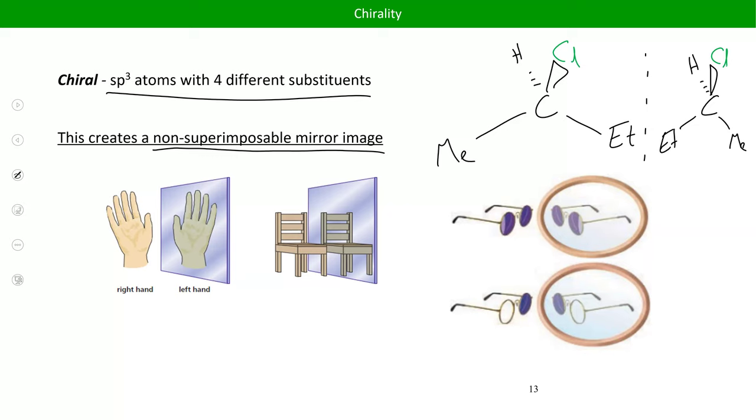It doesn't matter how many ways you rotate your hand around, you can't make your right hand into your left hand. Right?